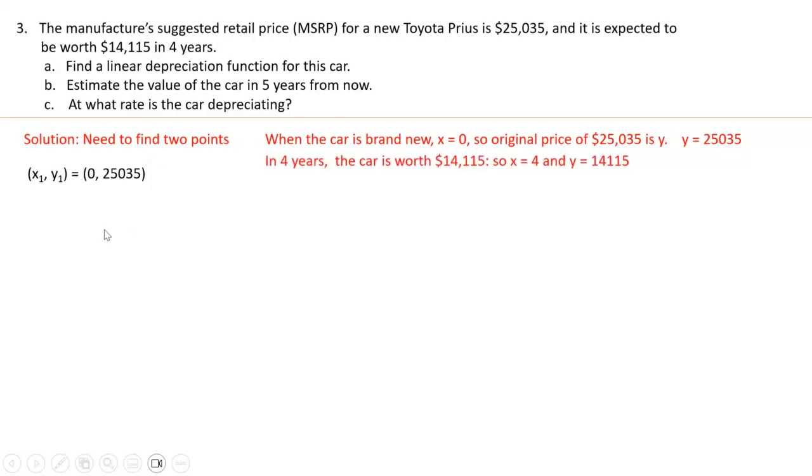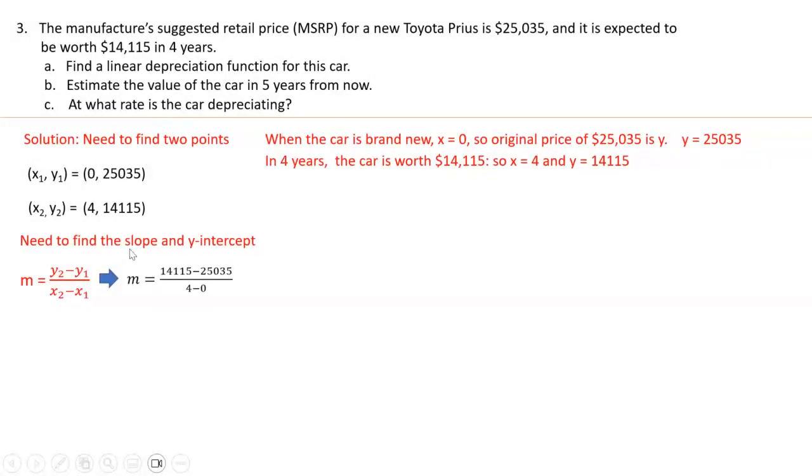So it's going to be 4 and $14,115. That's my second point. Now we use a formula. This is the same thing as problem number 1, but how it relates to a real life applications problem. So again, my slope is y2 minus y1 divided by x2 minus x1. So plug them into the formula. Right, so this is my x1, y1, x2, y2.